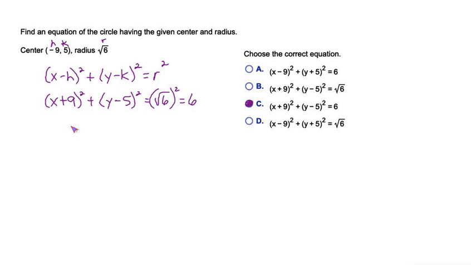If the x coordinate of the center is negative 9, it's going to be x plus 9 here. So I know that it can't be A and it can't be D because they start with x minus 9 quantity squared. So it only leaves B and C for the choices. So remember, it's r squared, not r by itself. So see, this was just r, not r squared. This one is r squared. So that's how we know it's the correct answer.